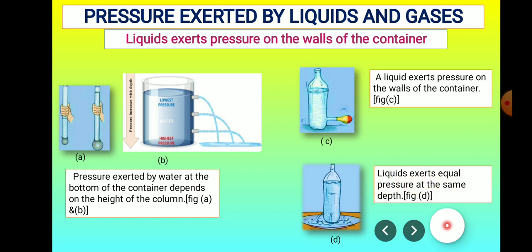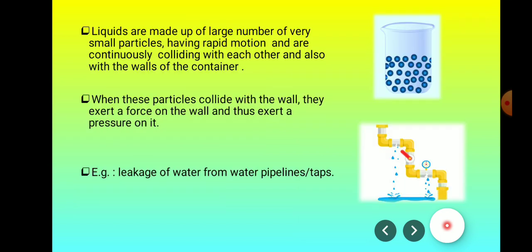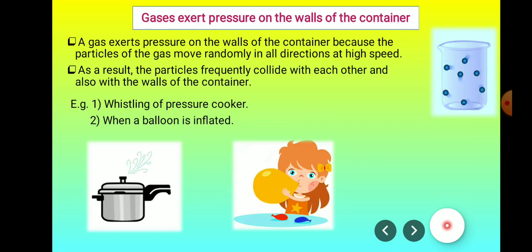So in all these activities, we have seen that liquids exert pressure on the walls of the container. If we look at this concept, liquids are made up of very small particles and they are in rapid motion and continuously colliding with each other and also with the walls of the container. When these particles collide with the wall, they exert a force on the wall and thus exert a pressure on it. Examples are leakage of water from water pipelines or taps.